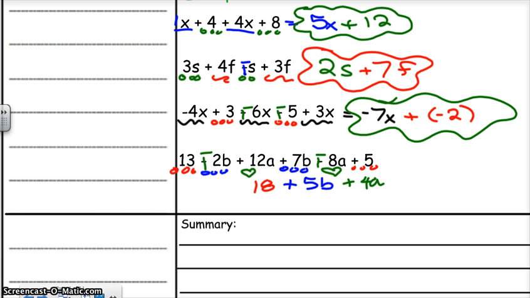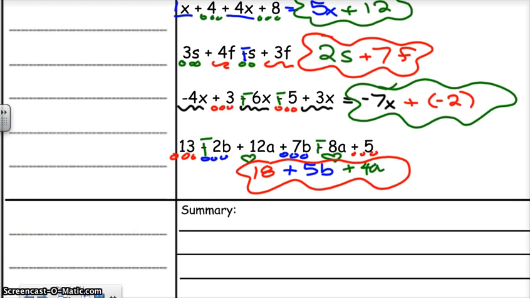I do want you to know that I'm going to kind of leave it like this, but proper math etiquette wants to put variables first and then constants last. And it should go in alphabetical order. So this technically would look like this: 4a plus 5b plus 18. Order doesn't matter though, so I'm okay.